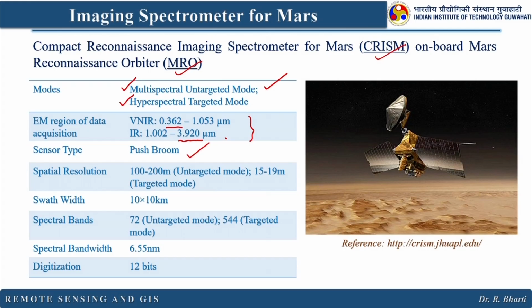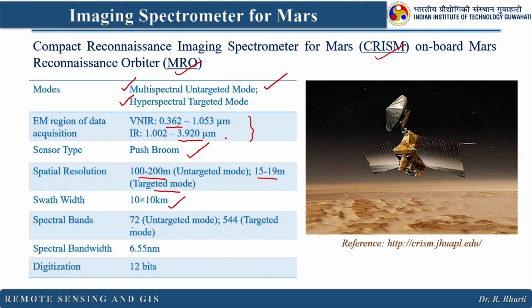I hope you remember the basics. Spatial resolution for multispectral data is 100 to 200 meter. That is why it is known as untargeted mode, whereas in hyperspectral, which is considered as targeted mode, the spatial resolution is very good, 15 to 19 meter. Swath width is 10 by 10 kilometer, that means one scene will be of 10 by 10 kilometer.